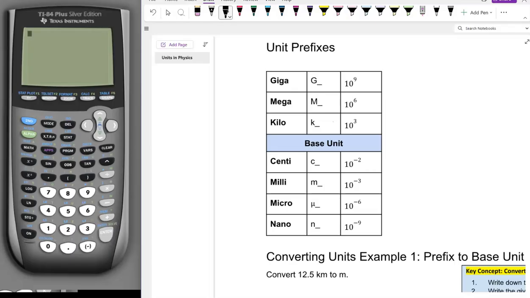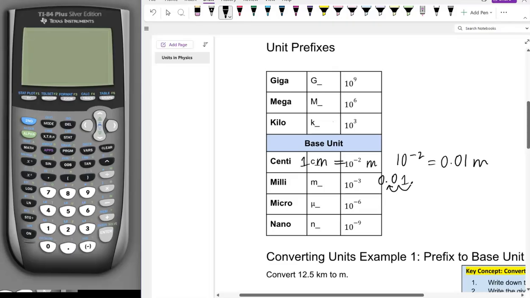With a negative exponent, for example, 1 centimeter equals 10 to the negative 2 meters. When you have a negative exponent, that means you're moving your decimal place to the left. So if we're moving this to the left by 2 spaces, you get 0.01 meter. So 1 centimeter equals 0.01 meters.